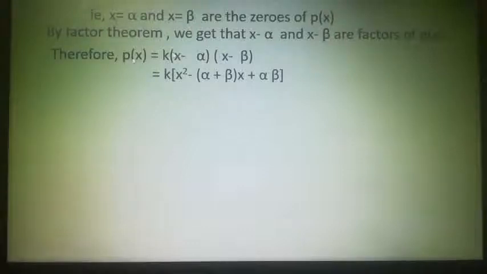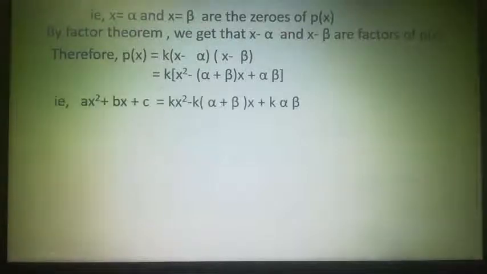So we can write this p of x from its factors by multiplying x minus alpha, x minus beta and another constant, say k. So p of x is of the form k into x minus alpha into x minus beta. Now multiplying these two brackets, you get x square minus alpha x minus beta x plus alpha into beta. So we can rewrite it as k into x square minus of alpha plus beta into x plus alpha into beta. Minus alpha into minus beta is positive alpha beta. It's the multiplication of these two brackets.